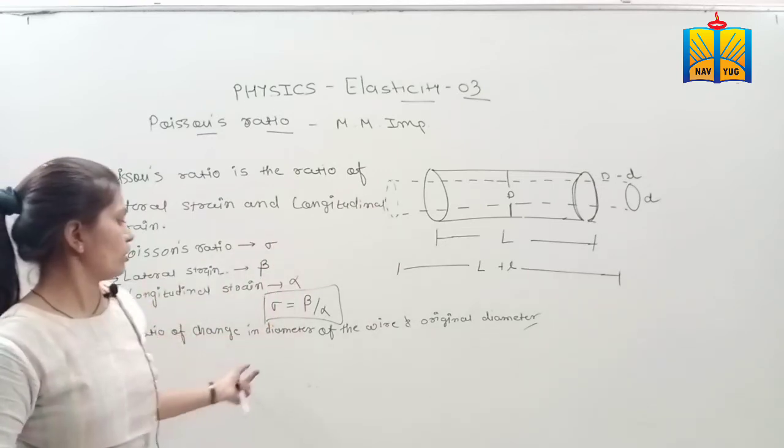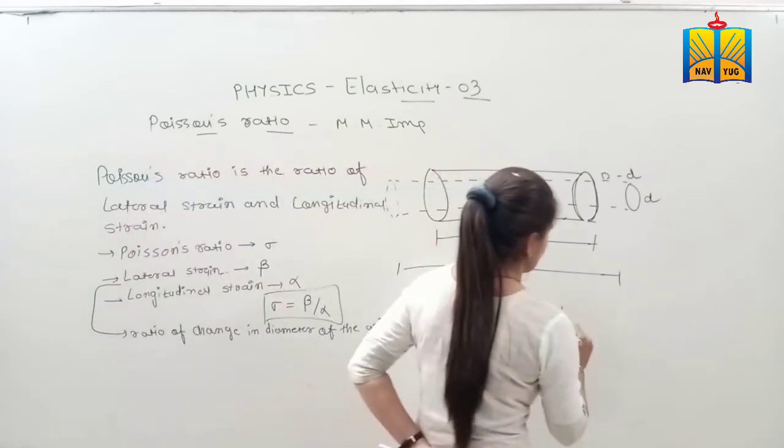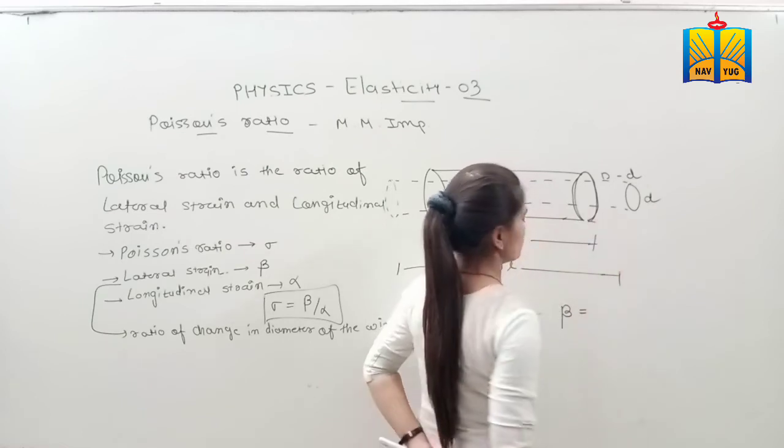is called lateral strain. Okay, the ratio of change in diameter of the wire and original wire, so that we can say the beta is equal to change in diameter.